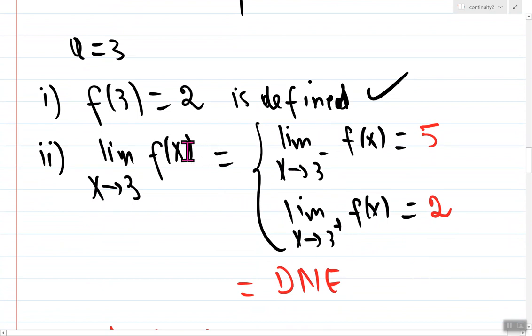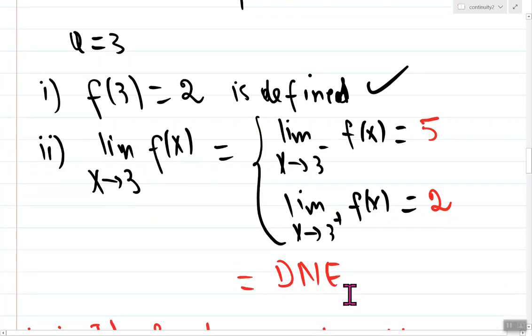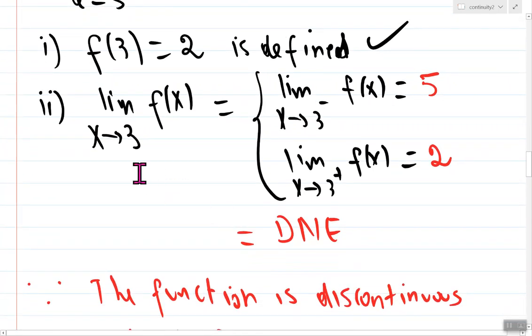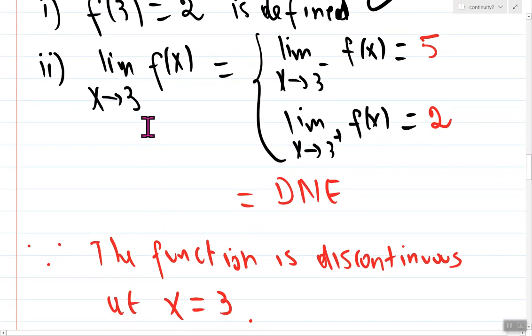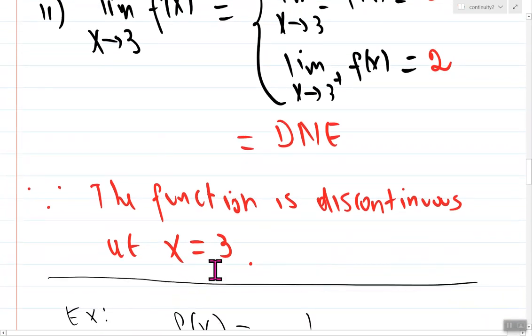In conclusion, we can say the limit of f of x as x approaches 3 does not exist because we're getting two different answers, 5 and 2. 5 is different from 2. So the limit of f of x as x approaches 3 does not exist. This second condition of the piecewise function is not satisfied. So we stop here and say the function is discontinuous at x equals 3.